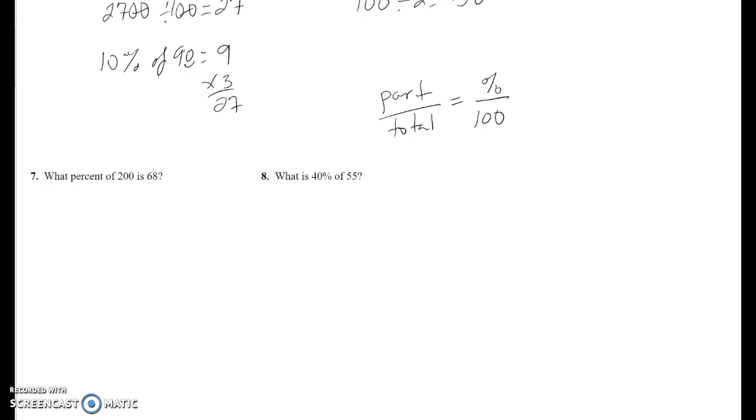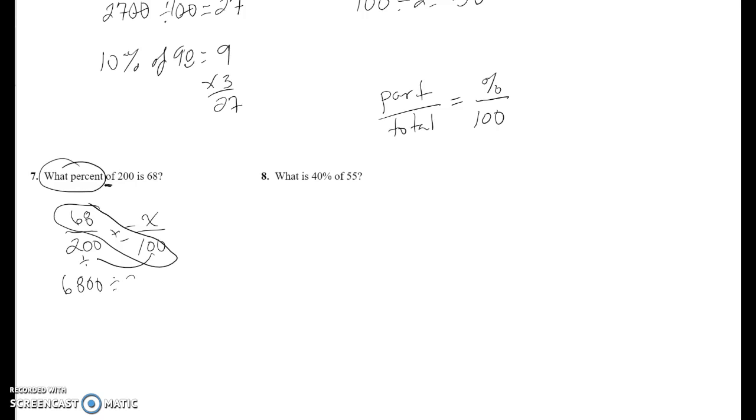Okay, here we go. What percent of 200 is 68? So here we don't know the percent. So in our proportion, the percent's going to be the x. Now I have to figure out what the part and the total is. What percent of 200? So that tells me my total's 200 and my part is 68. Okay? I have this proportion. I'm going to set it up just like that. Multiply. I get 6,800, and then I need to divide by 200 equals, those zeros cross out, 68 divided by 2 is 34.